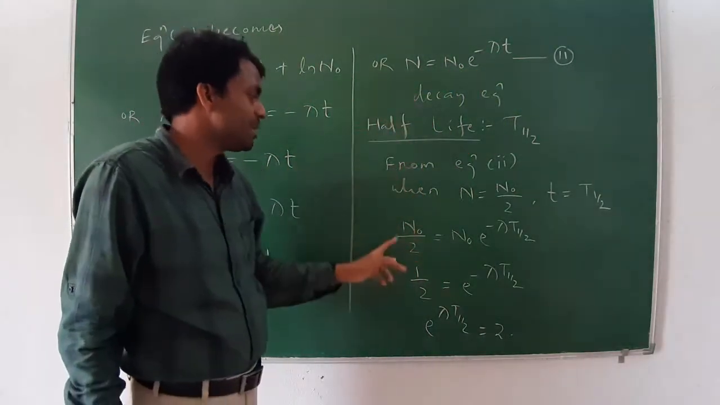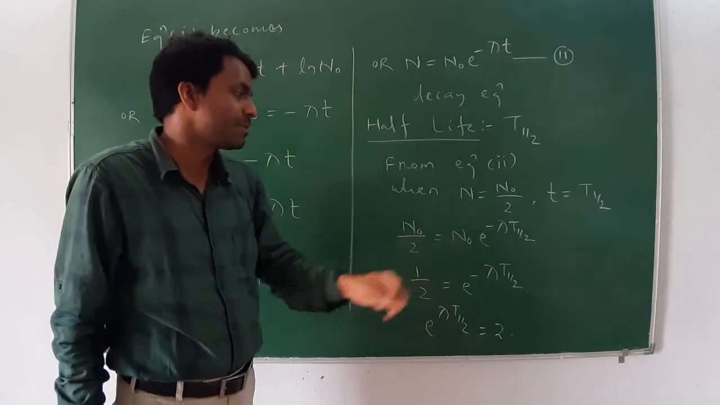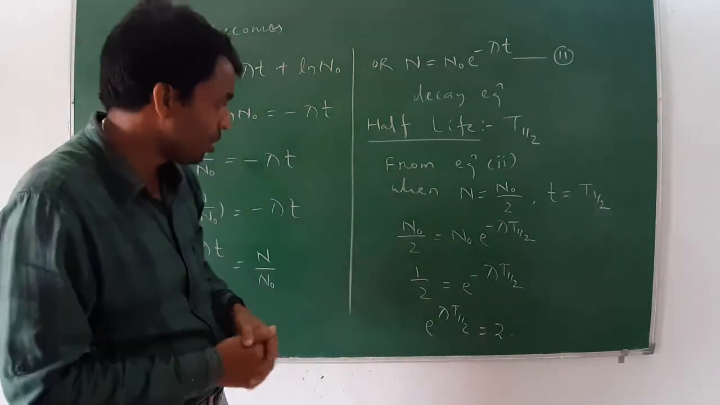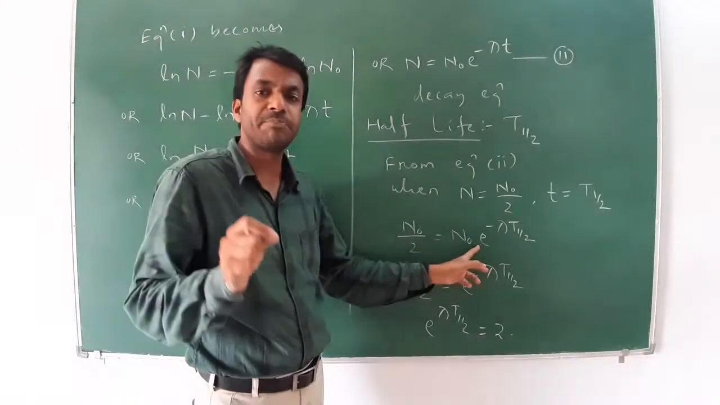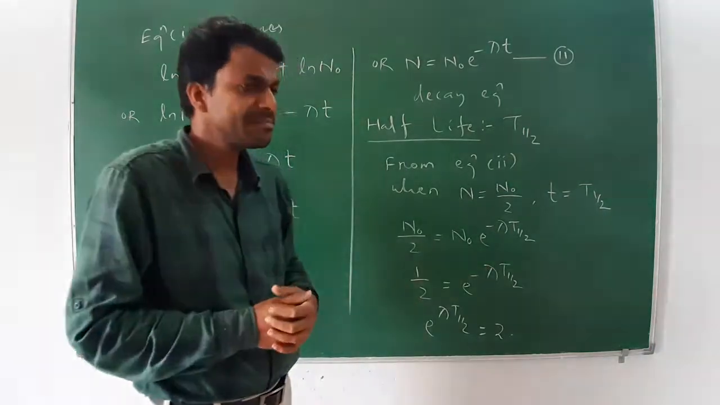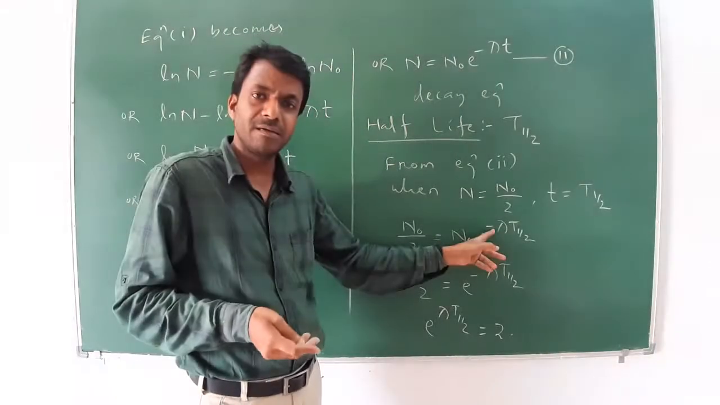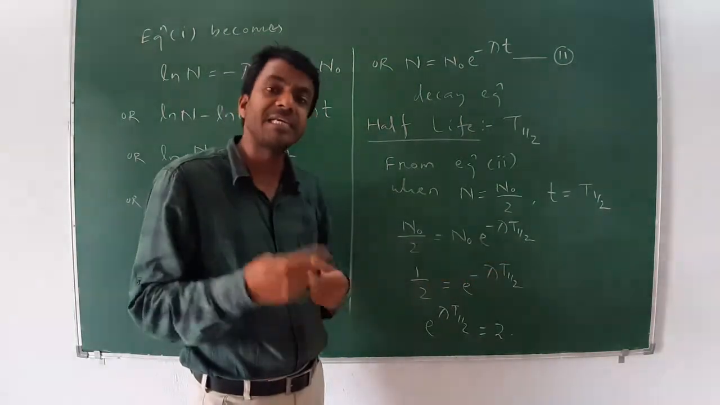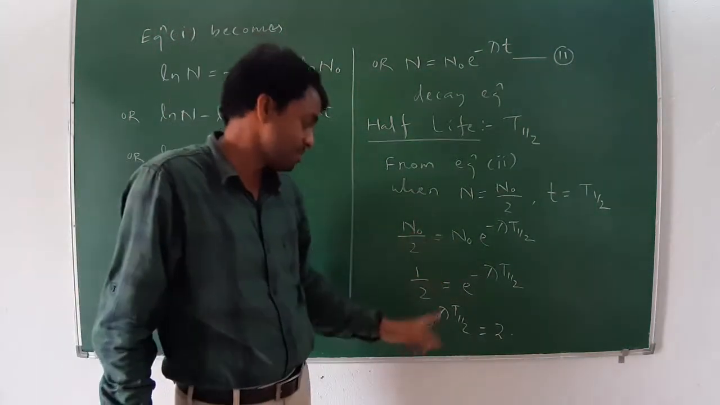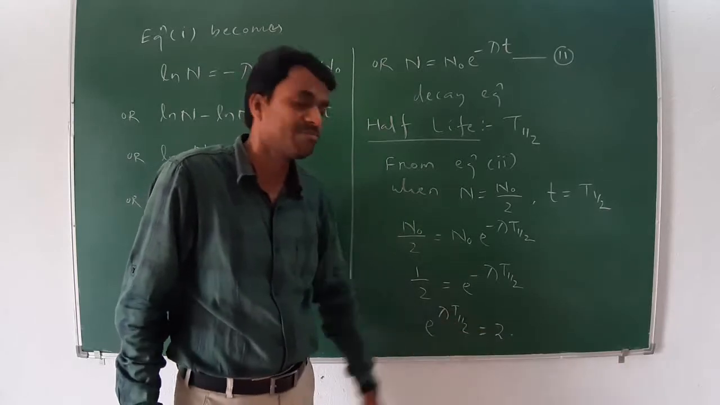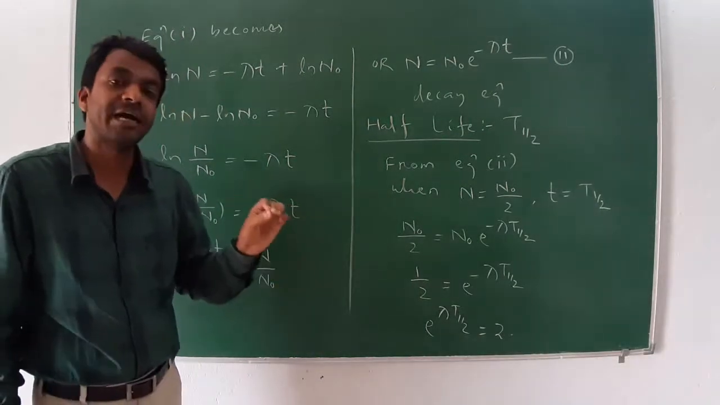Now equation 2 becomes N0 by 2 equal to N0 e to the power minus lambda T half. N0 cancels out, so 1 by 2 is equal to e to the power minus lambda T half, or 1 by 2 is equal to 1 by e to the power lambda T half, as this is a negative power. Means 2 equals e to the power lambda T half, or e to the power lambda T half becomes 2. Now taking the logarithm of both sides, we will get the final answer.